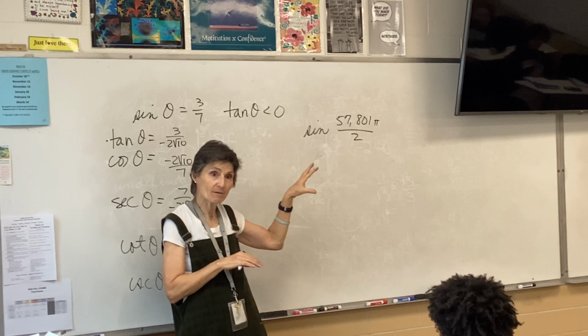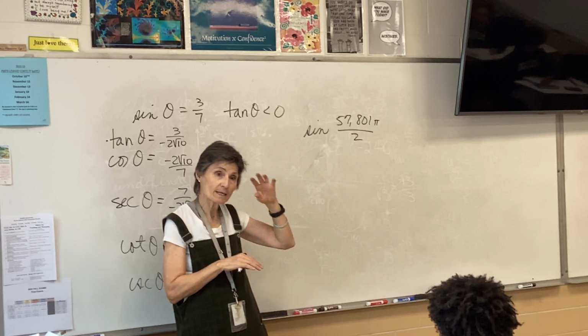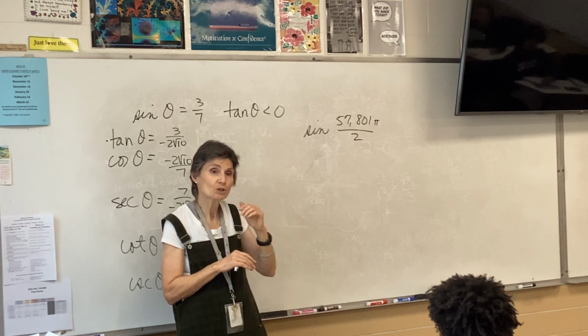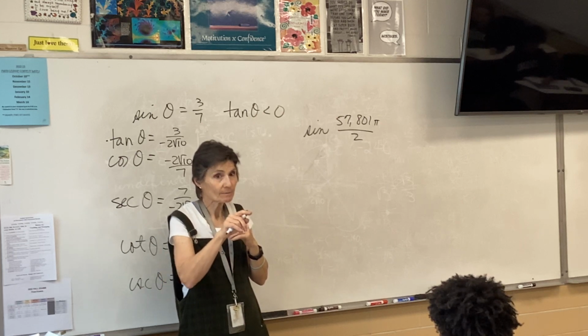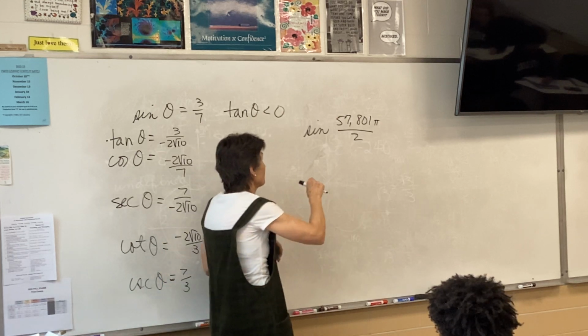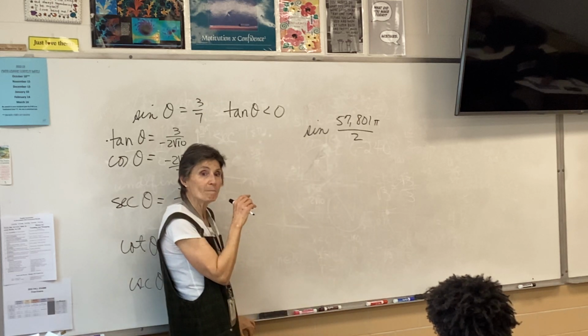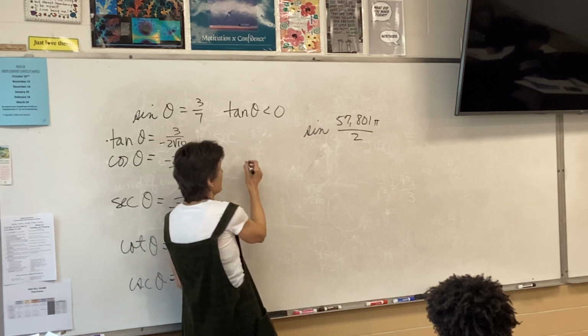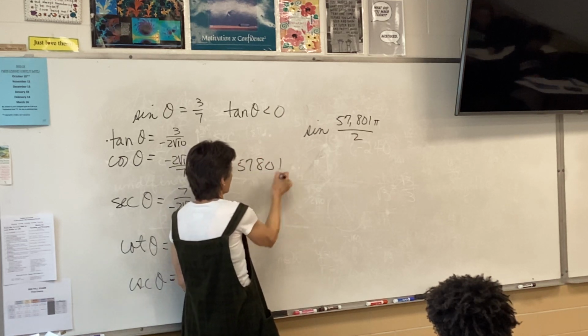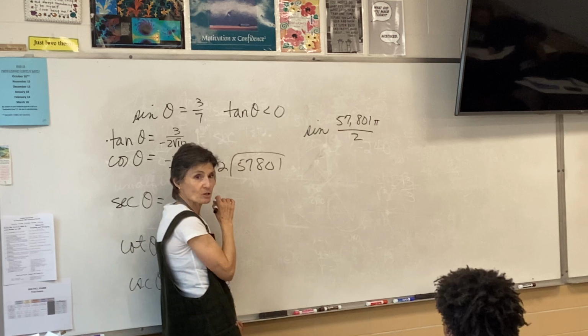What do I need to take out of this? If I leave it in radians, what's a revolution? 2 pi, right? So what if I change this into a mixed number? I can do that without a calculator. That's easy arithmetic, right? I'm gonna change this to a mixed number.